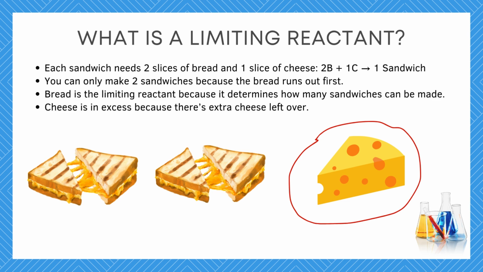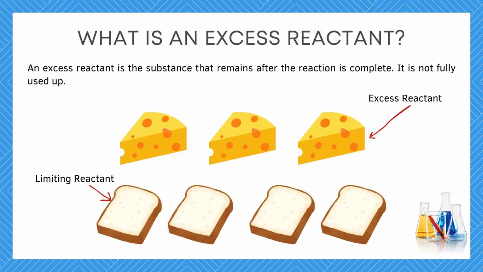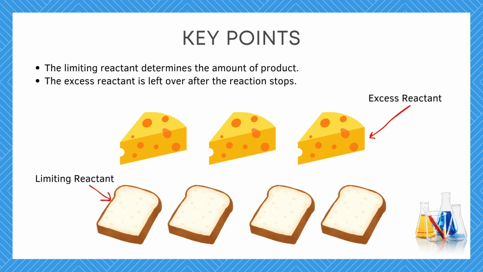All right, so let's proceed further. Now let's talk about the other concept, which is the excess reactant. An excess reactant is the substance that is left over or that remains after the reaction is complete. It is not fully used up. Now you can see on the screen right now, I have this illustration showing you the excess reactant and the limiting reactant. So what's next now? Let's look at some key points from what I just explained. The limiting reactant determines the amount of products that can be formed. The excess reactant is left over or remaining after the reaction stops.